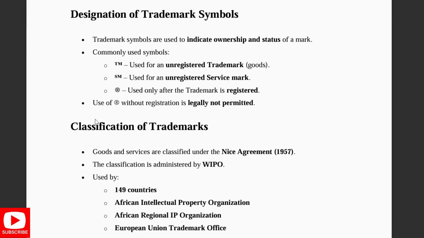And the designation of trademark symbols: this is used to indicate the ownership and status of the mark. Commonly used is TM, which is for the unregistered trademark, SM for the unregistered service mark, and R with a circle for the registered trademark. The use of R without registration is legally not permitted.